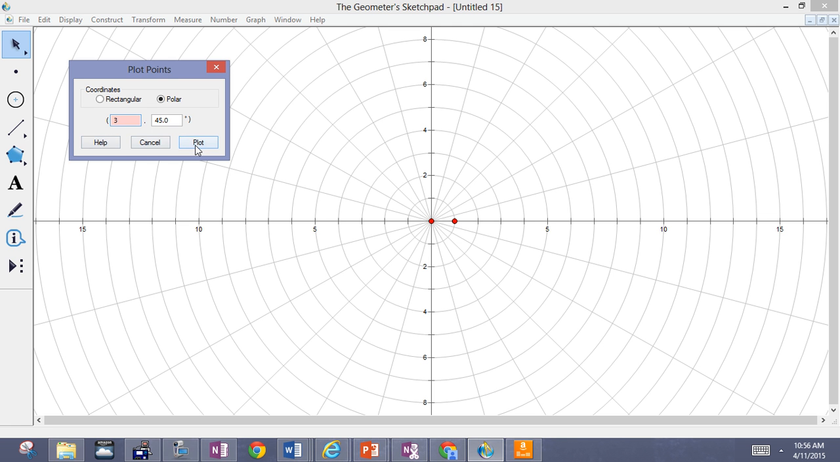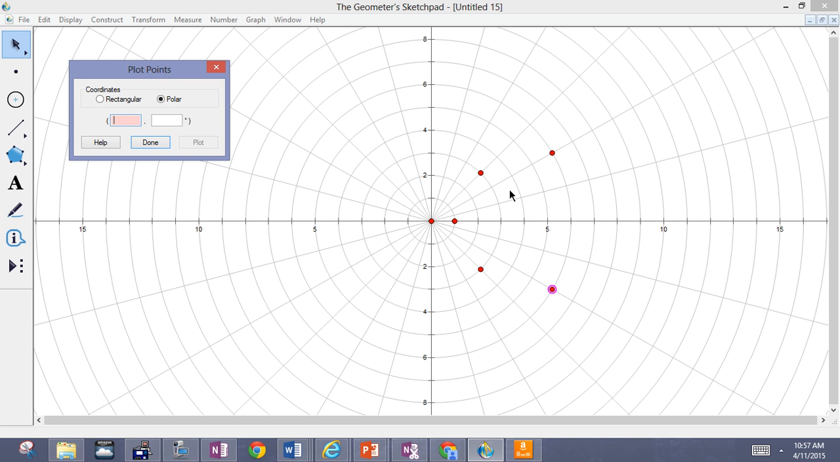3, 45 we'll plot, and the point symmetric to that would be at 3, -45. So let's see that, 3, -45. So we'll plot that. Okay. We'll plot something like 6, 30, and then plot its symmetric point, which would be 6, -30. And we'll plot that.